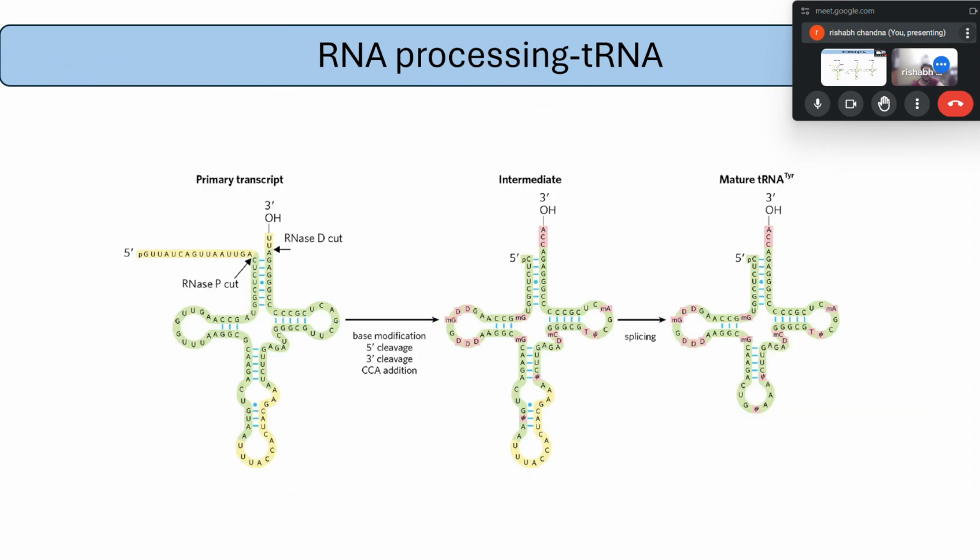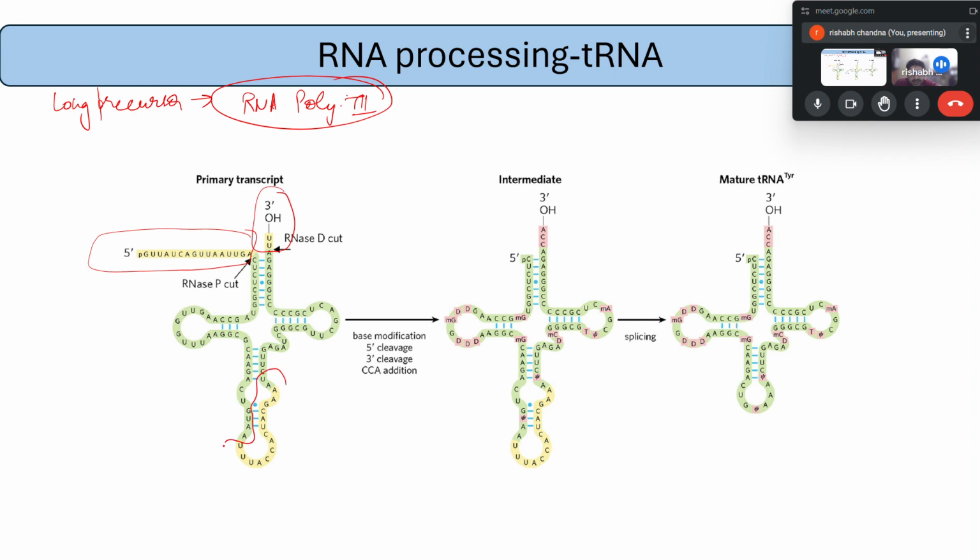Now moving on to the processing of the tRNA. So what happens in the tRNA? Now tRNA is synthesized as a long precursor by RNA polymerase 3, and this is the primary transcript for the tRNA. So it's a very long thing. What are the things that are extra here? This is the 5 prime extension, this is the 3 prime extension, and this is the internal extension.